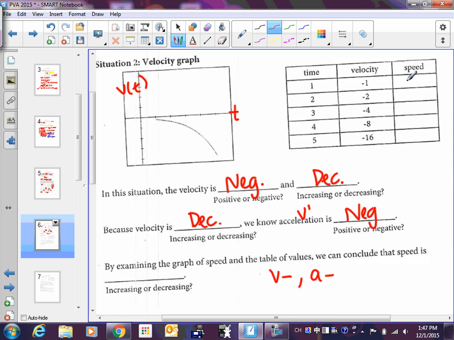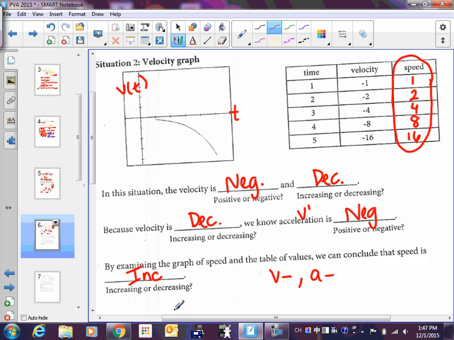Let's actually take the absolute value of velocity. So the absolute value of -1 would be 1. The absolute value of -2 would be 2, and so on. Last time these numbers didn't change because taking the absolute value of a positive doesn't change it. Here they are changing. So let's just think about the speed here. From 1 to 16, the speed is increasing. This thing is speeding up.